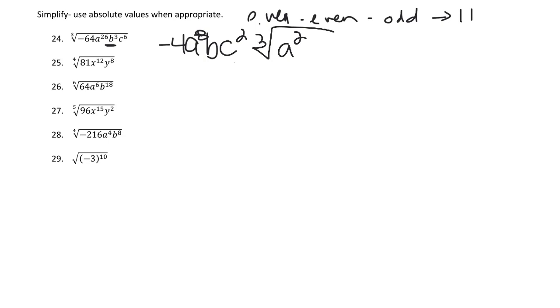Number 24, this is an even index, so I have to worry about the absolute values on this. If it's even and it comes out odd, it needs the absolute value. Number 25, the fourth root of 81 is 3. The fourth root of x to the 12th, 12 divided by 4 is 3, that's x cubed. So that's even, it came out odd, so I need absolute value around that x cubed. And the fourth root of y to the 8th is y squared. We don't need it on the even.